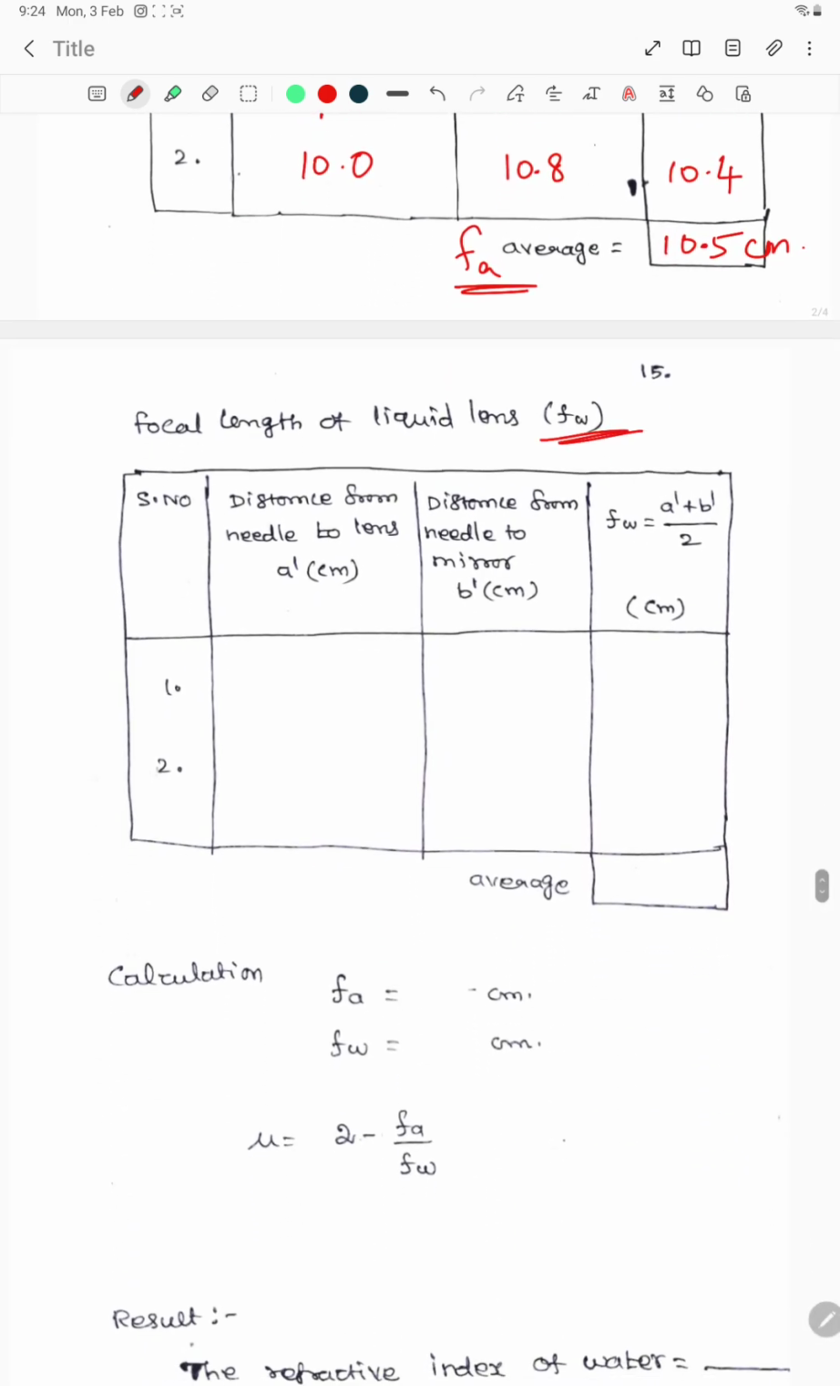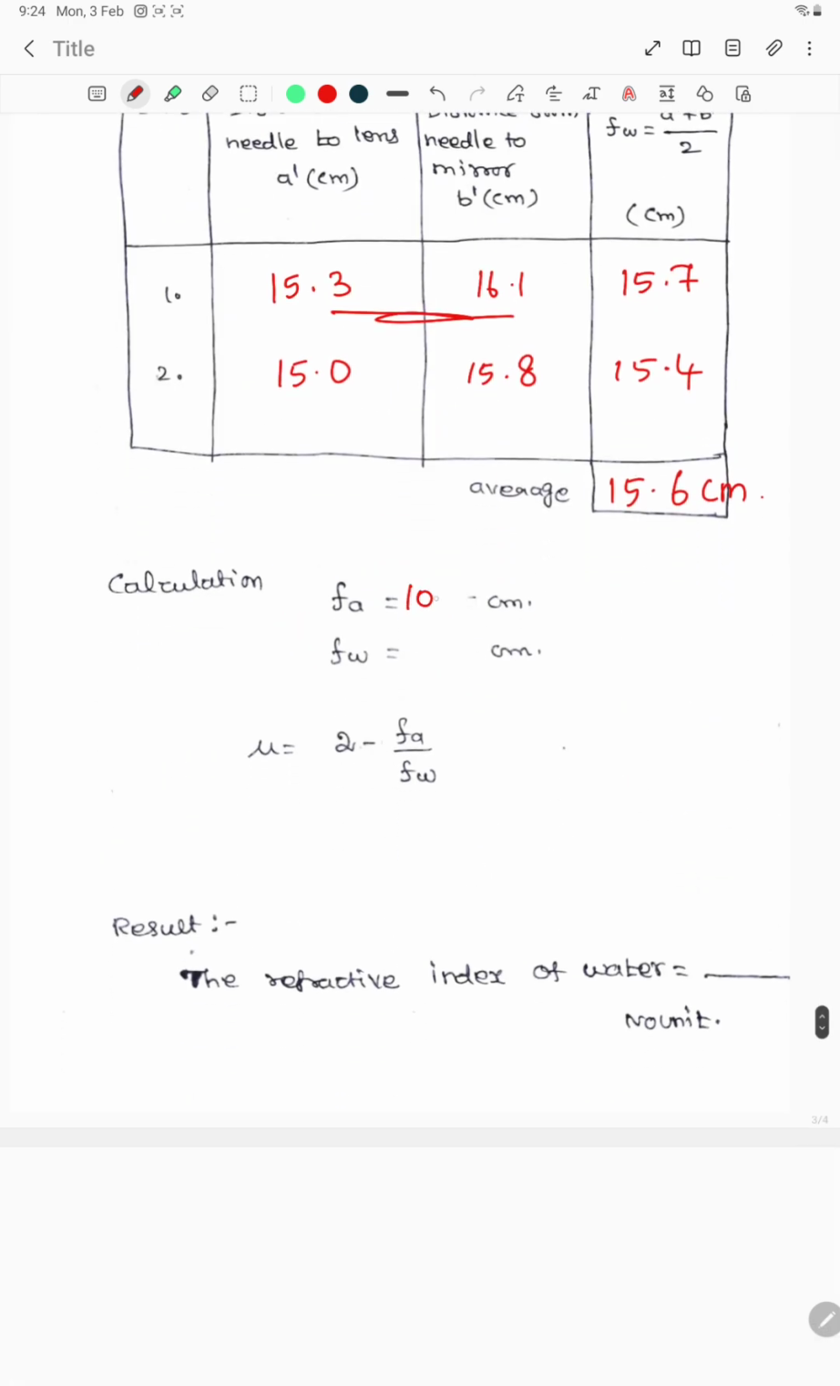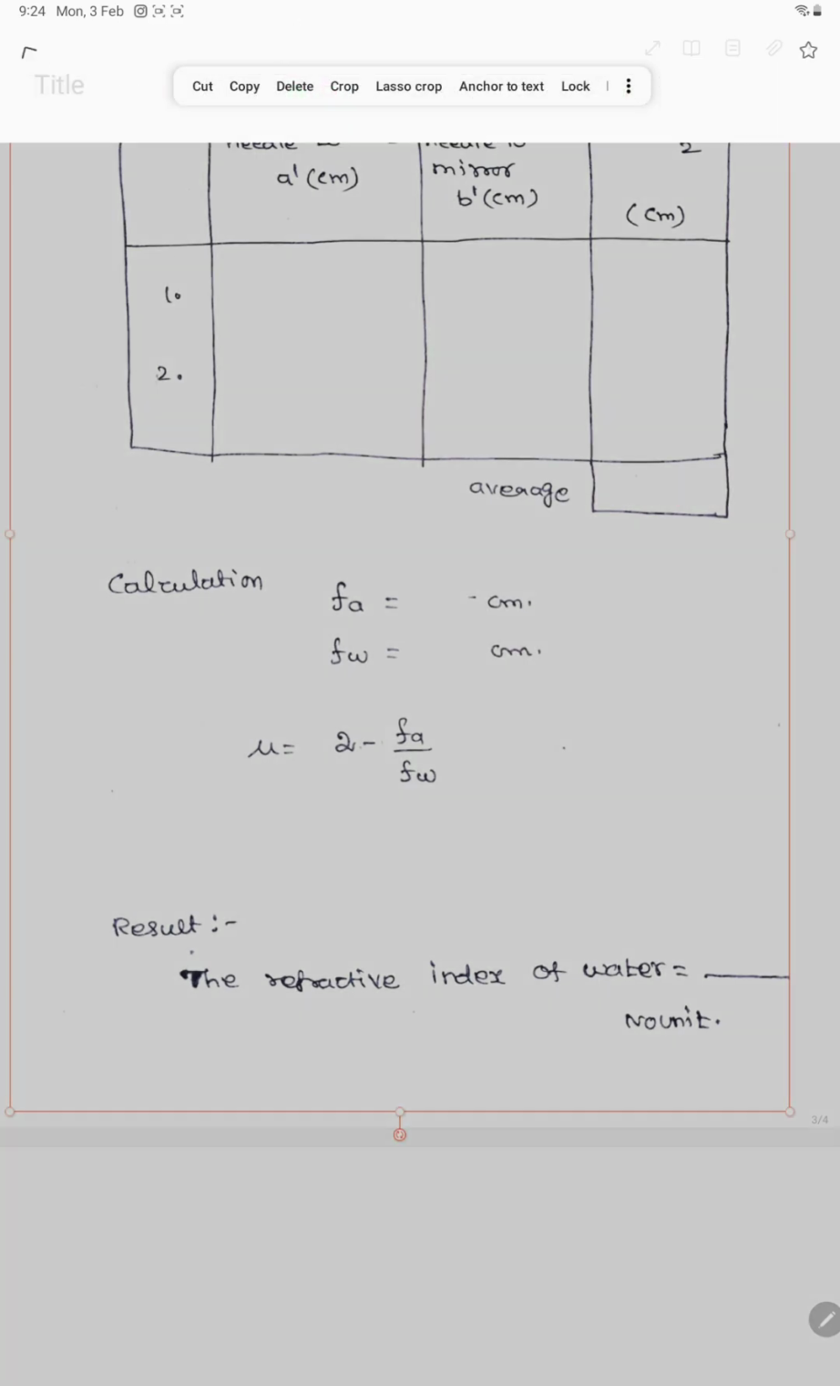Now we have to calculate in the same way the readings for Fw. Okay, so when you do for Fw, you will be getting around 15.3, 16.1, 15.0, 15.8. Here you take the average of these two, so you will be getting 15.7 and 15.4. So when you do the average of 15.7 plus 15.4 divided by 2, you get 15.55. That will be rounded off as 15.6 centimeter. Okay, so what is the Fa value that we got? 10.5. What is the Fw value we got? 15.6.